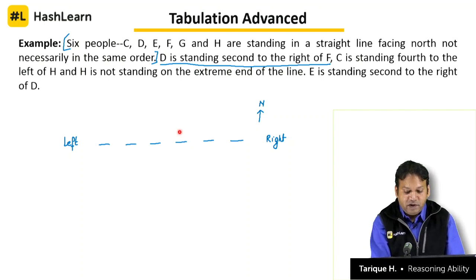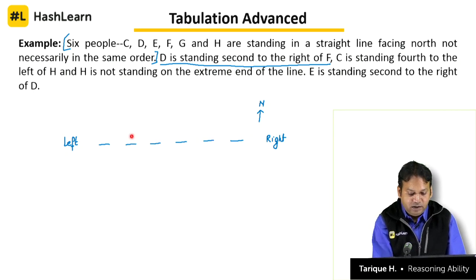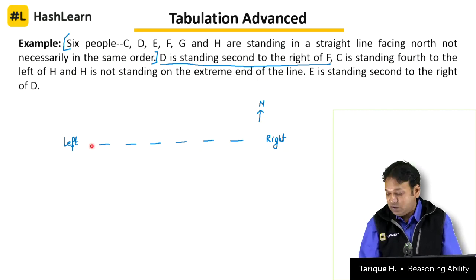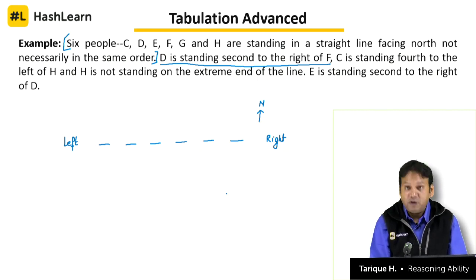So one possible option is this one. This can be F, this can be D, this can be F, and this will be D. This can also be F. So many possibilities are there. So right now we will not do anything about it. What we will simply do is write down below that D is second right of F.